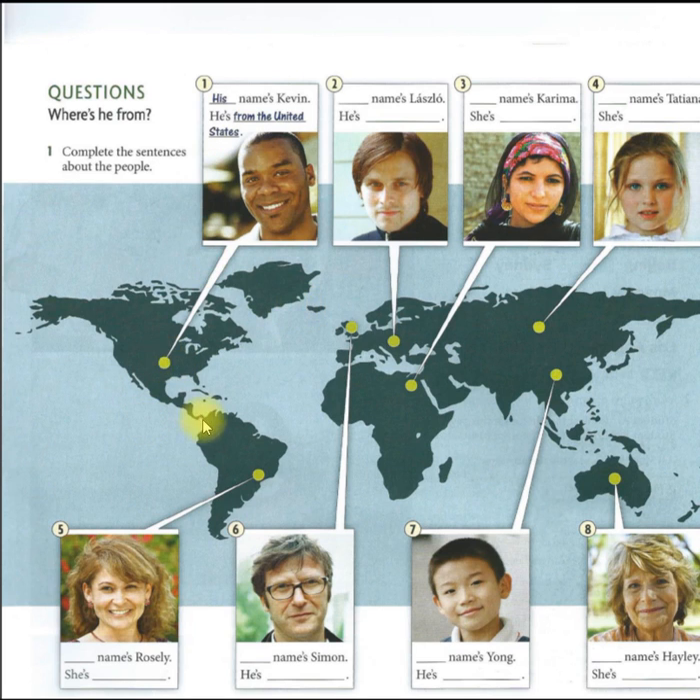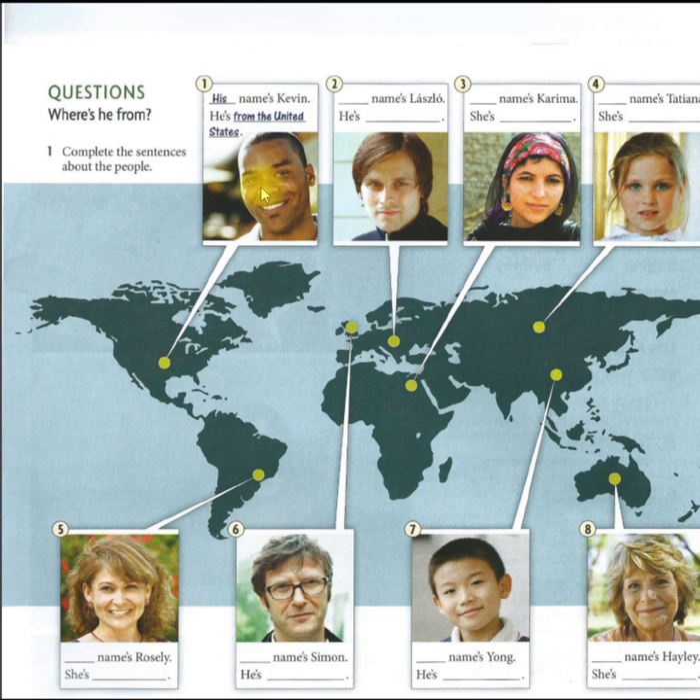you see that there are a number of spots on the map. A number of spots, you see. So this is going to be your homework.